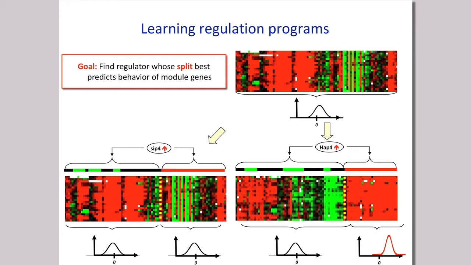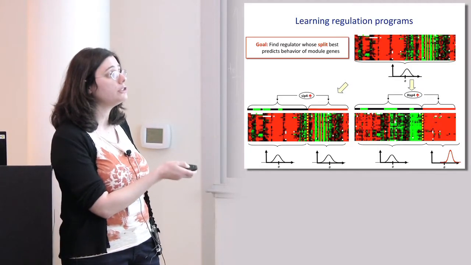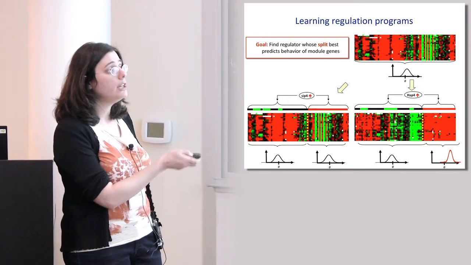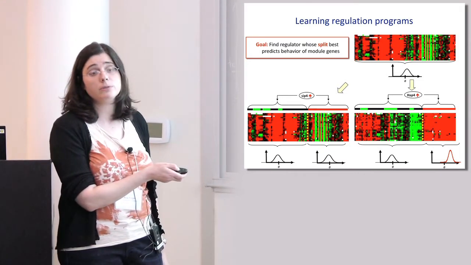And then when it goes up, we can see that the module genes are actually going up very nicely. So now this Gaussian is going to be a lot more peaked and narrow and further shifted to the right. This guy is still half green and half red. But I'm going to have a pretty good prediction. If I know something on the expression level of HAP4, I'm going to have a pretty good prediction on the level of expression of the genes here.